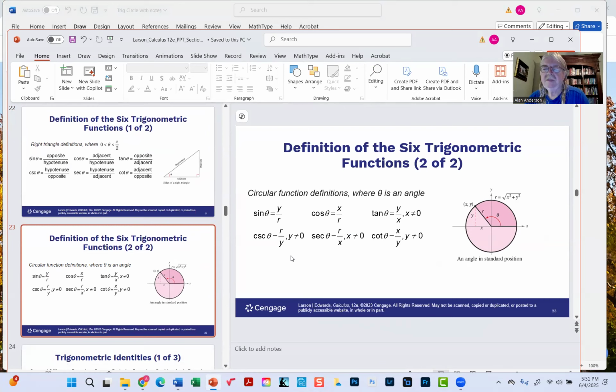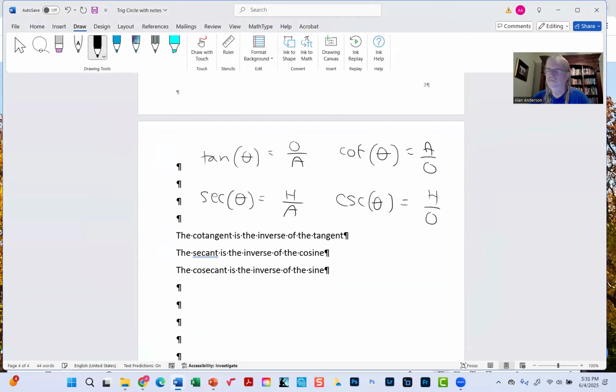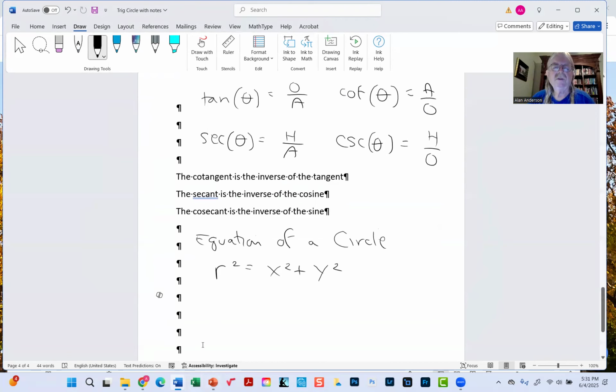Okay, now, by the way, I want to draw your attention to this formula here, which ties together the radius of the circle with the x and the y coordinates of any point on the circle. So in other words, the equation of a circle is... okay. So remember how this works with a circle.